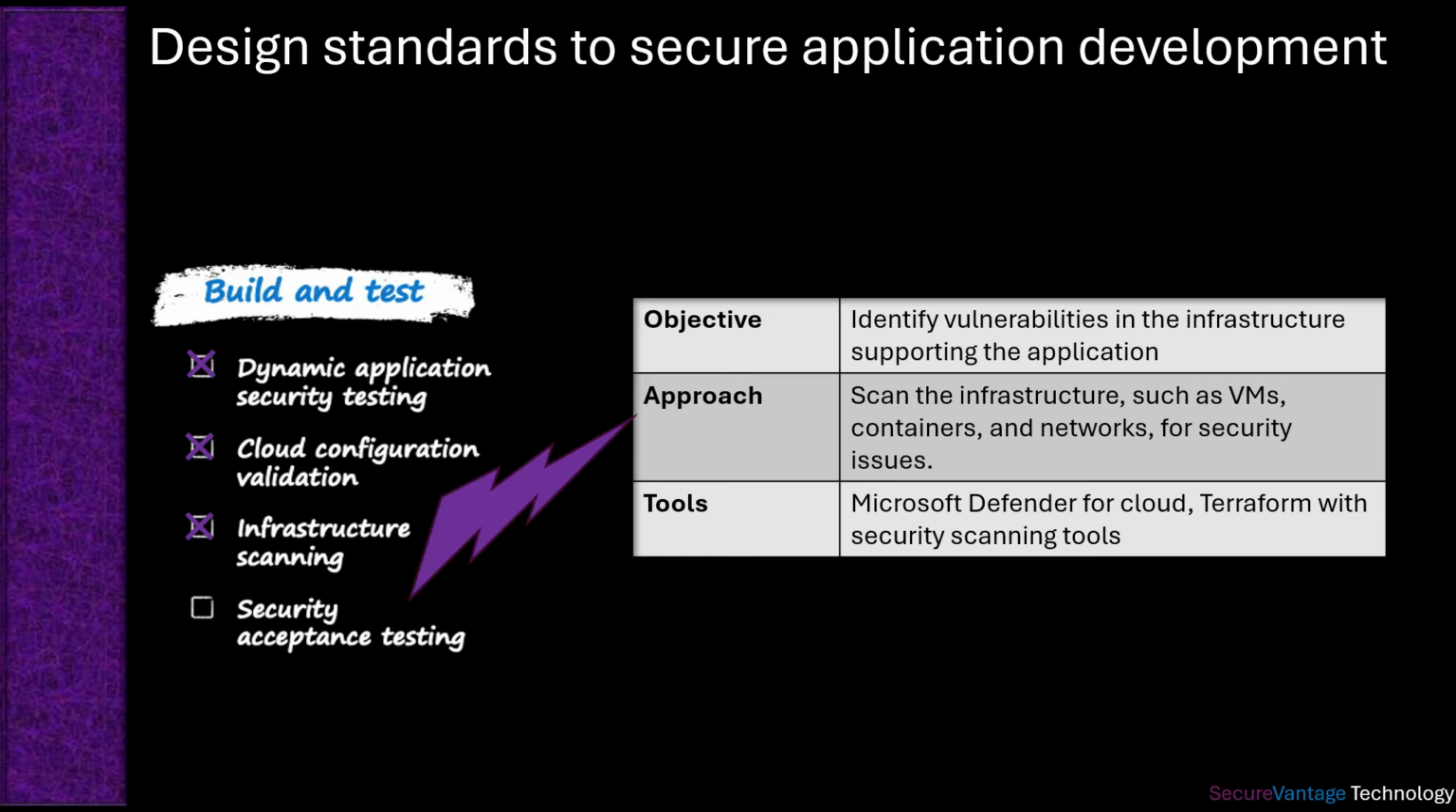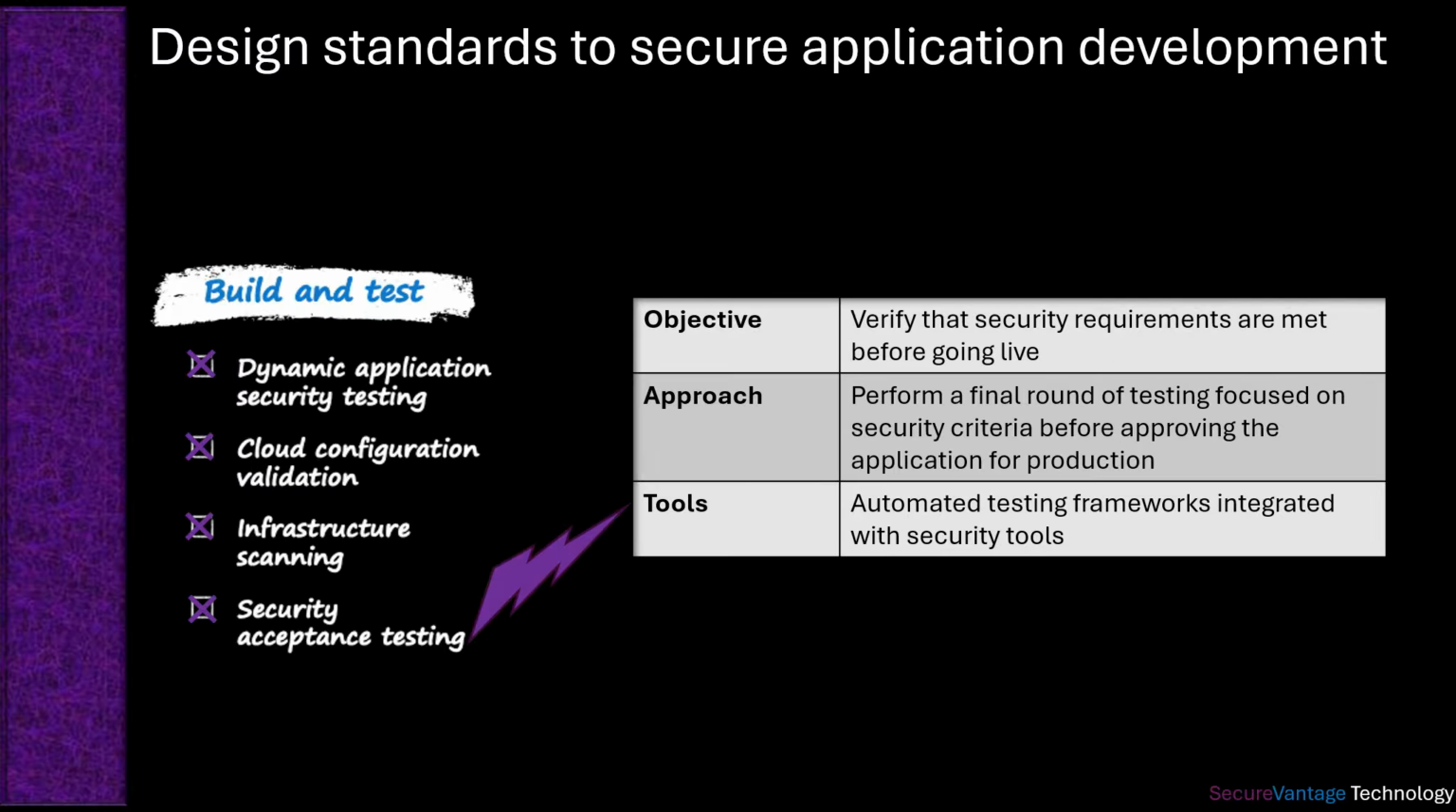The objective of infrastructure scanning is to identify vulnerabilities in the infrastructure supporting the application. You as a cybersecurity architect should ensure that there are processes that scan the infrastructure such as VMs, containers and networks for security issues. Tools such as Microsoft Defender for Cloud, Terraform with security scanning tools can be used to achieve the objective. The objective of security acceptance testing is to verify that security requirements are met before going live.